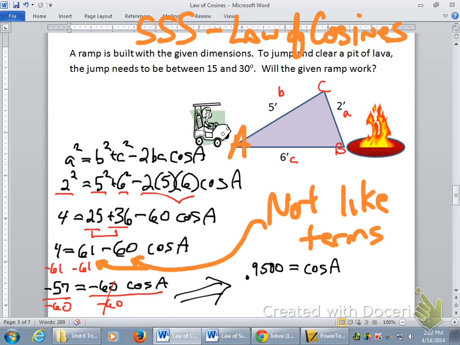But that really just kind of answered the next step, didn't it? How do you get the A by itself? You're going to do the inverse cosine of both sides. And those two go away. So that should give me my angle. Angle is approximately 18 degrees. Right? So go back and answer the question. Will I make it?